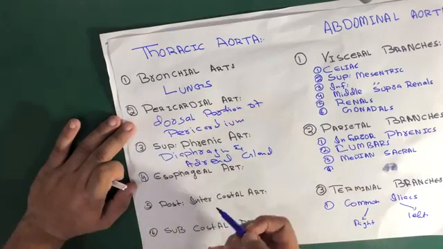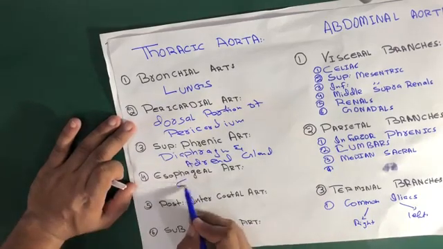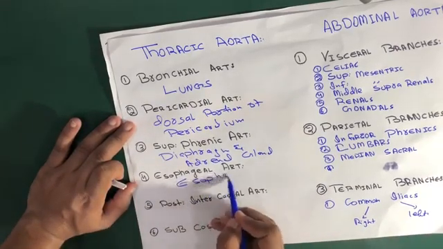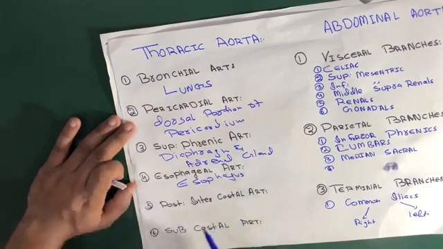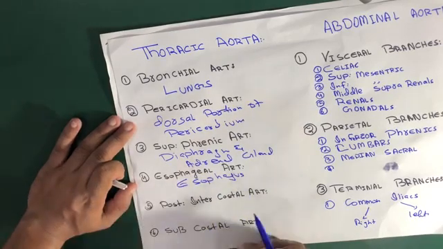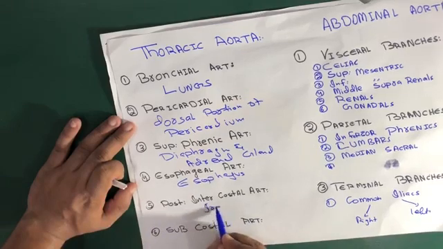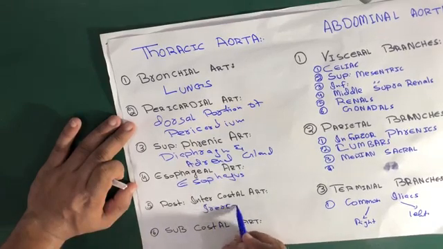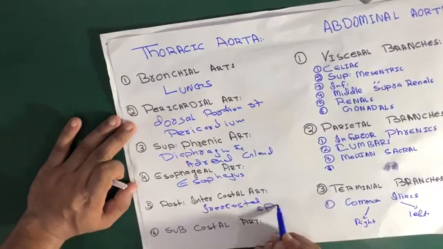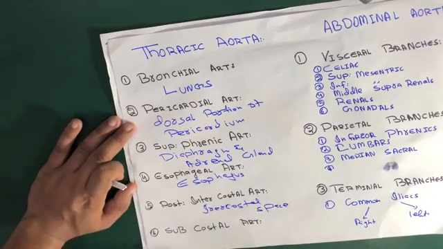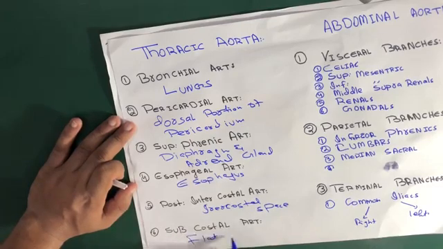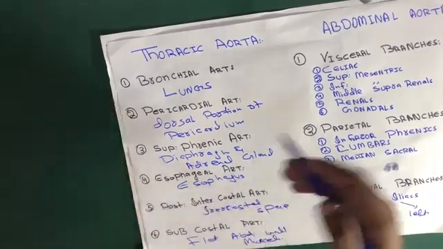What about the esophageal artery? Simple. It's the esophagus. And what about the posterior intercostal artery? It is going to supply the intercostal space. And what about the subcostal artery? It is going to supply the flat abdominal wall muscles. All right, so it's very easy to remember.